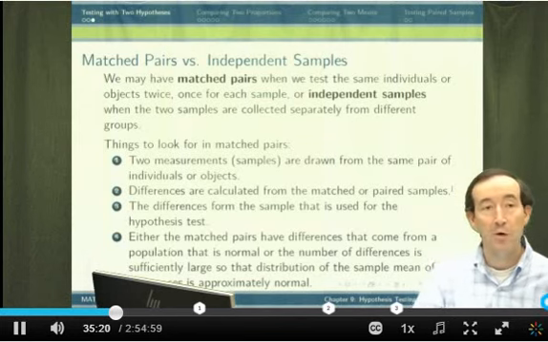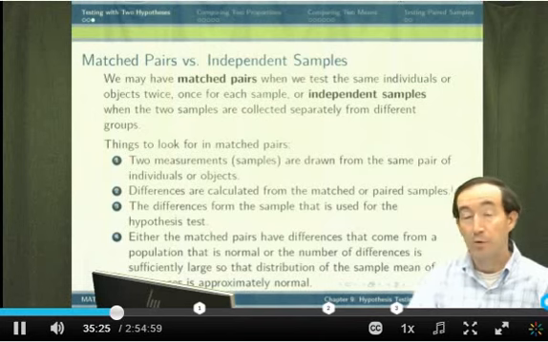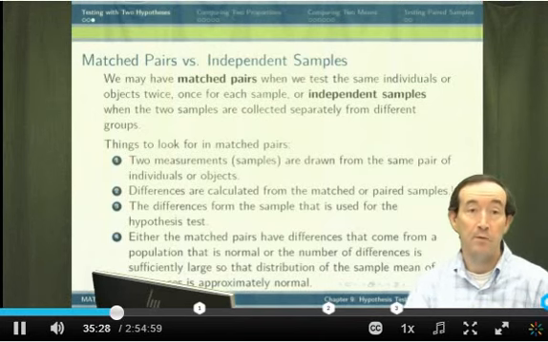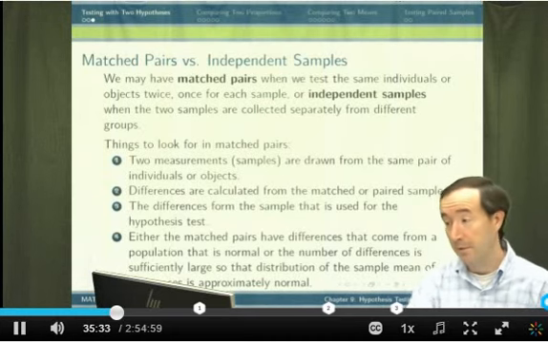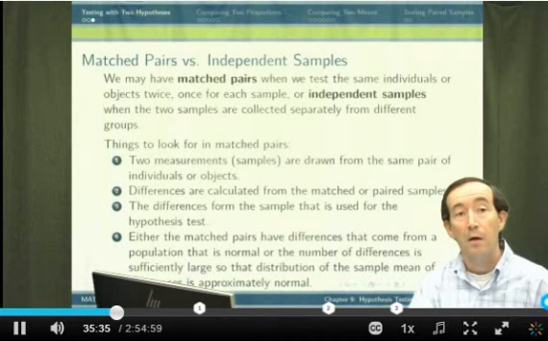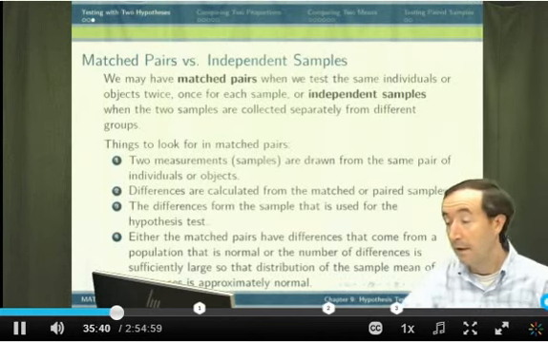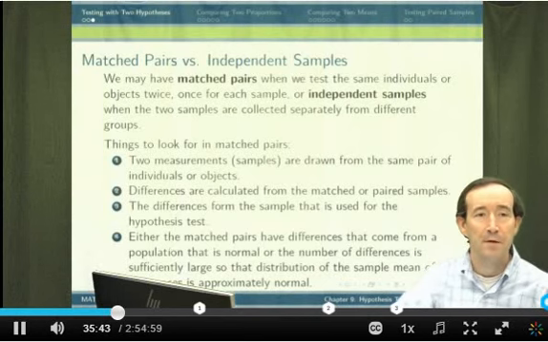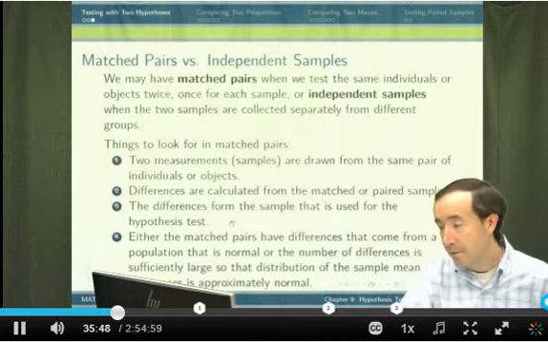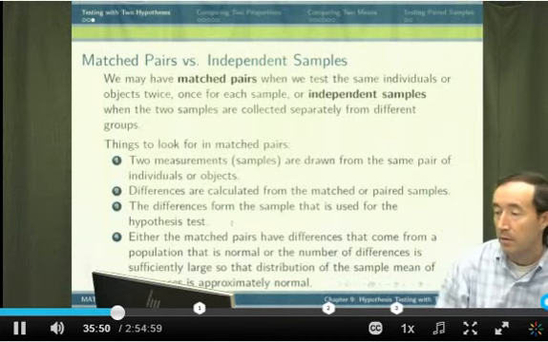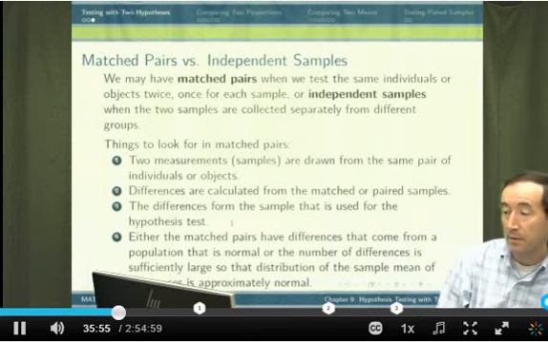But things to look for to know, am I looking at a matched pair situation or independent samples? Check whether you're drawing multiple times from the same individual. If so, it is definitely matched pairs. That will be treated differently than what we do in these first 2 units. Are the differences calculated from the matched or paired samples? Again, if so, we'll talk about how to do that later. The differences in that situation would actually form the sample that we use for the hypothesis test.